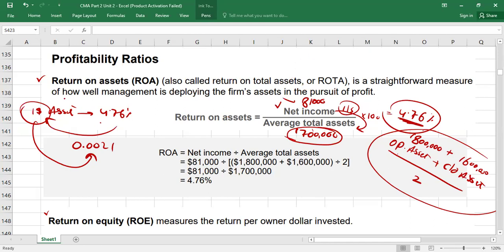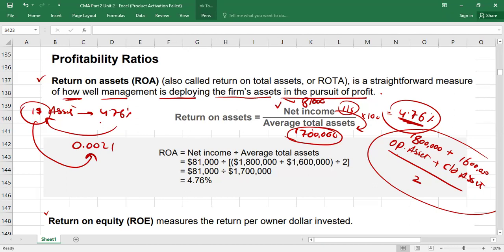So this is actually what I'm trying to say. How well a management is deploying the firm's assets in the pursuit of profit, or how well a management is deploying or using the firm's assets to make a profit or to earn a profit, right? So this is what is return on investment, right? Because assets are your investment and net income is your profit. So how much profit you are earning on your assets, right?